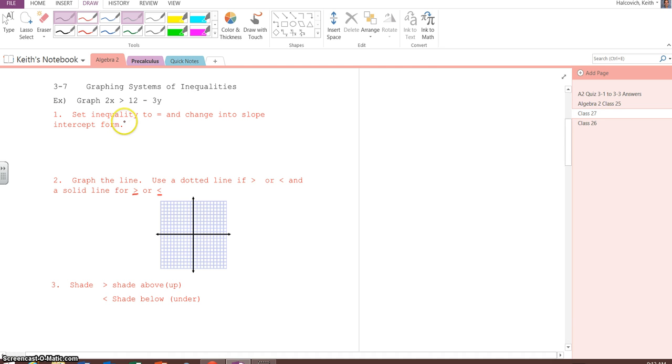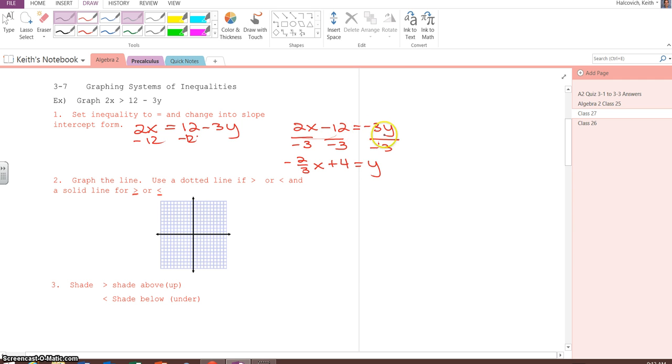The first thing you want to do to graph these systems of inequalities is set the inequality to equals. So it's 2x equals 12 minus 3y. And then change it into slope-intercept form. So we're going to move the 12 over. So we get 2x minus 12 equals negative 3y. And divide by negative 3 to each term. So we get negative 2/3 x plus 4 is equal to y. So that's what we're going to graph.